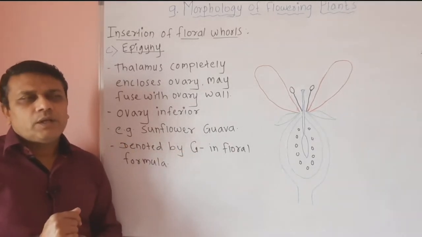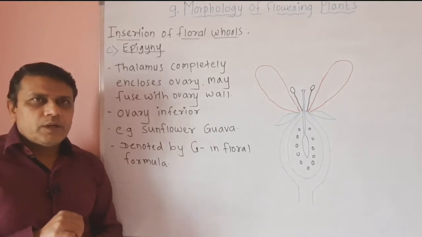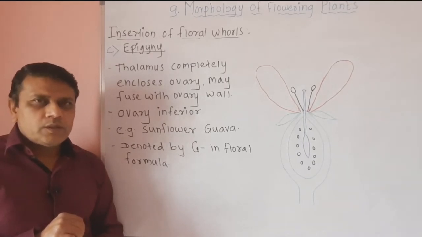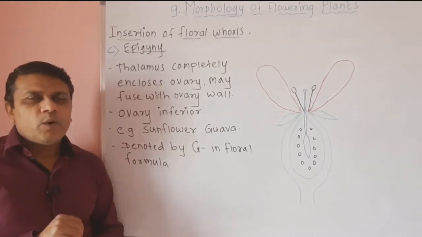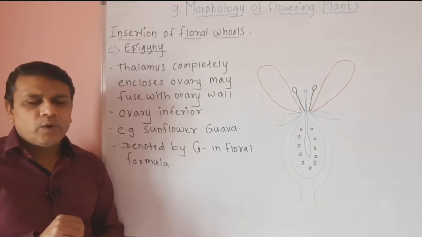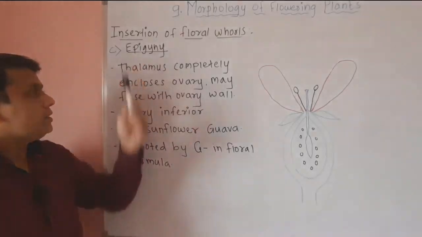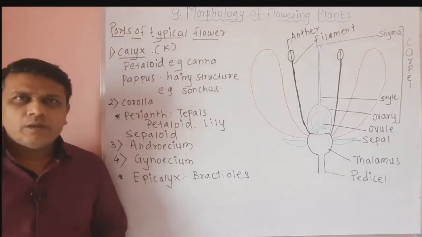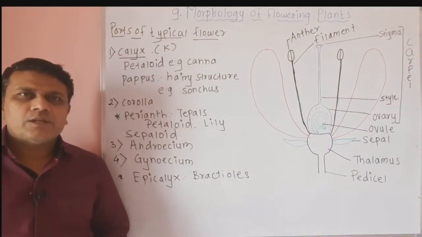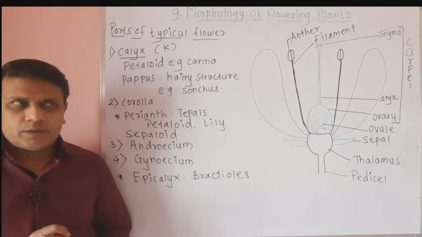So, here we have seen three types of insertion of floral whorls. The first one was hypogynous flower or hypogyny. The second one was perigyny and the third is epigyny. Now we will see the structure of a typical flower.